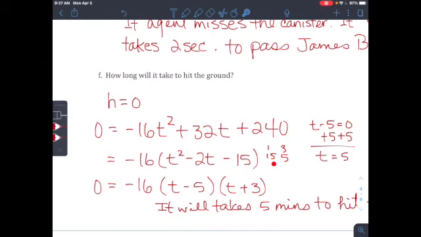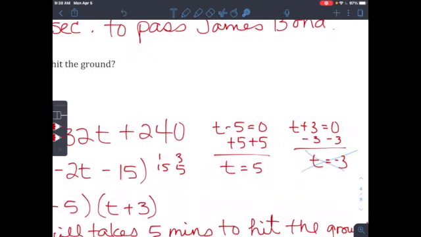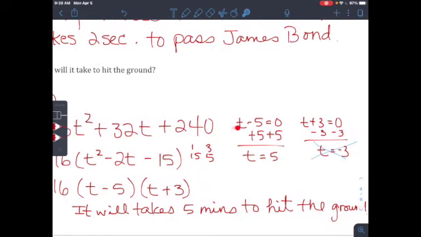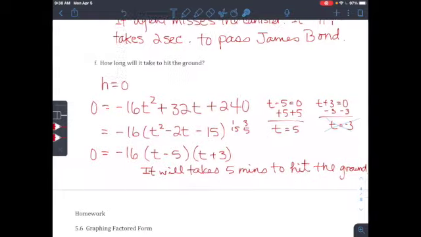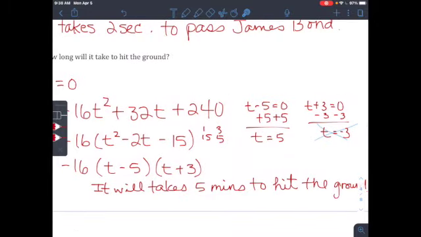If I break it down into 1 and 15, and 3 and 5, I can get a negative 5 and a positive 3, which give me the negative 15 and negative 2 in the middle. Then I solve using the zero product property that we did before, and t equals 5 or t equals negative 3. Since t stands for time, there's no way we can have a negative 3, so the only correct answer is 5. So to answer the question, it will take 5 seconds to hit the ground.